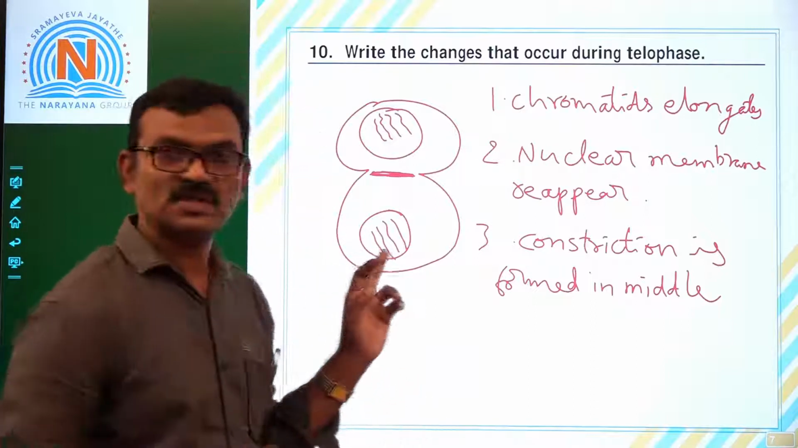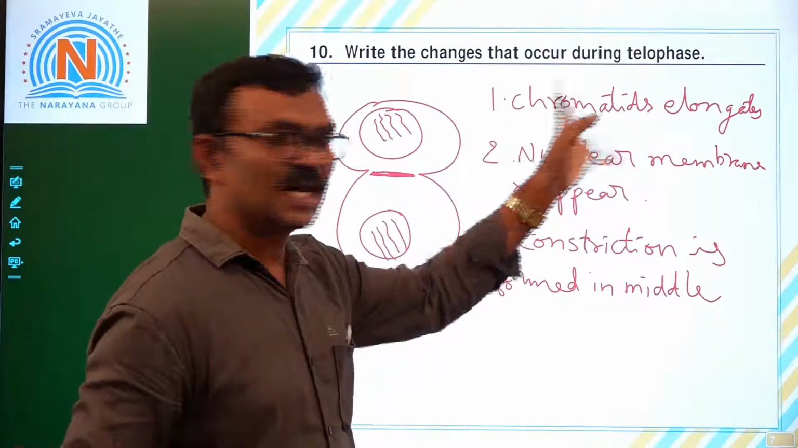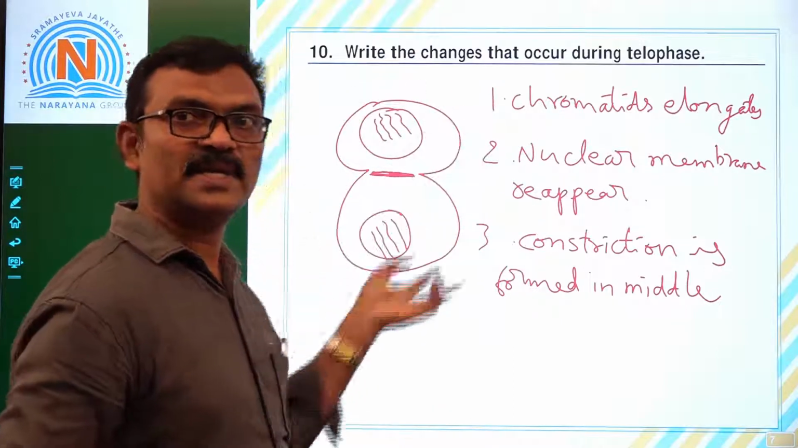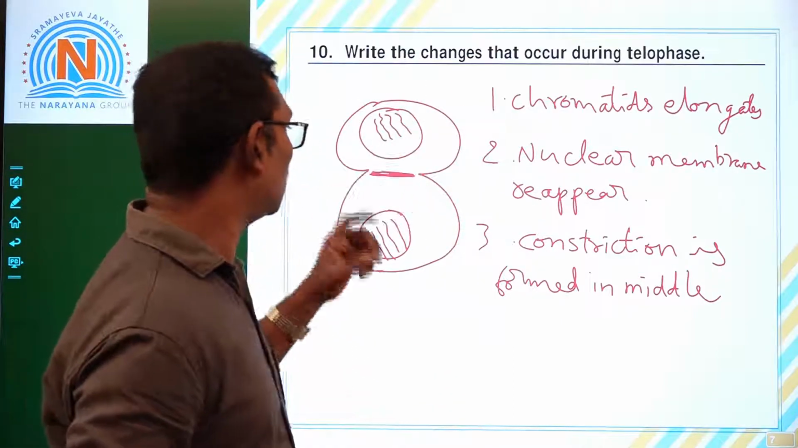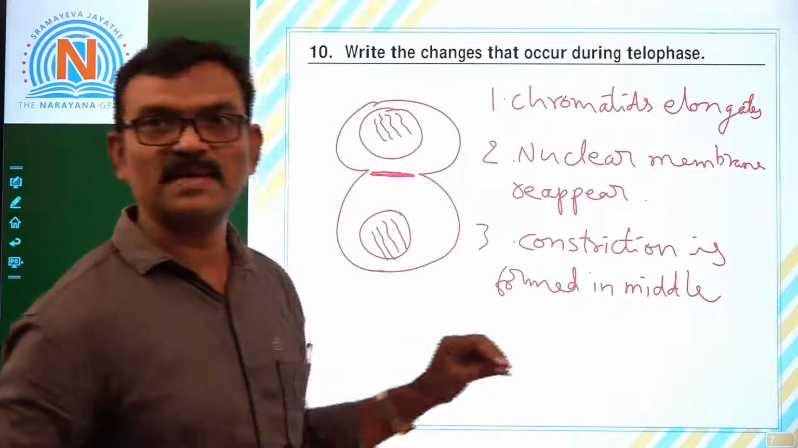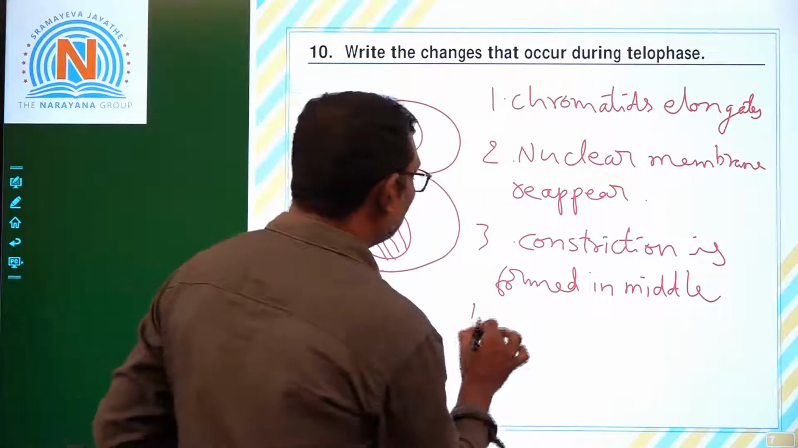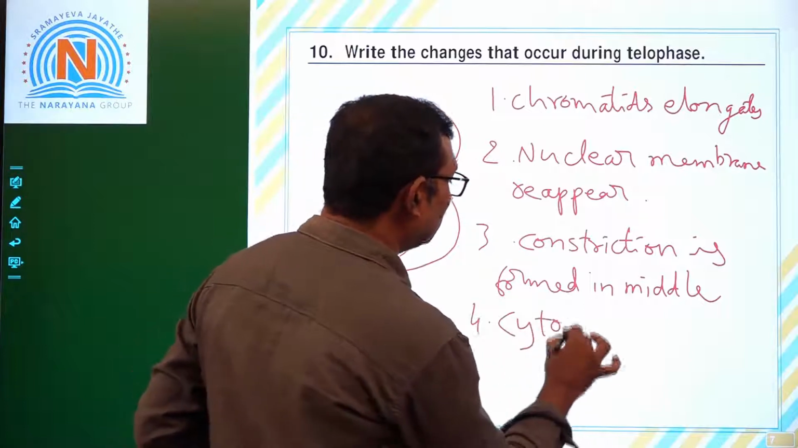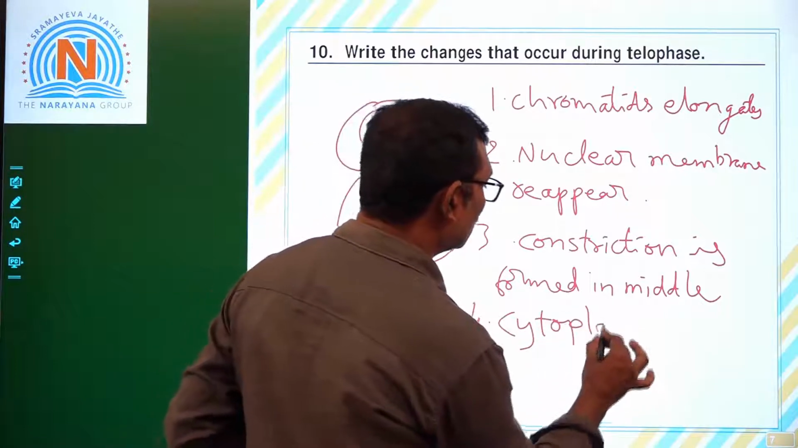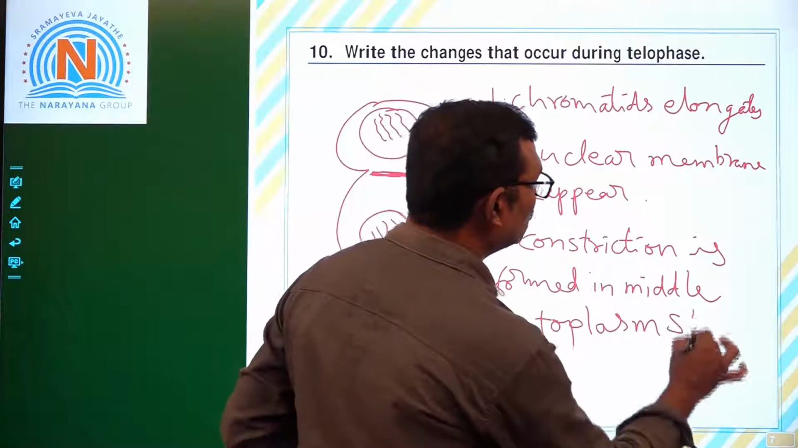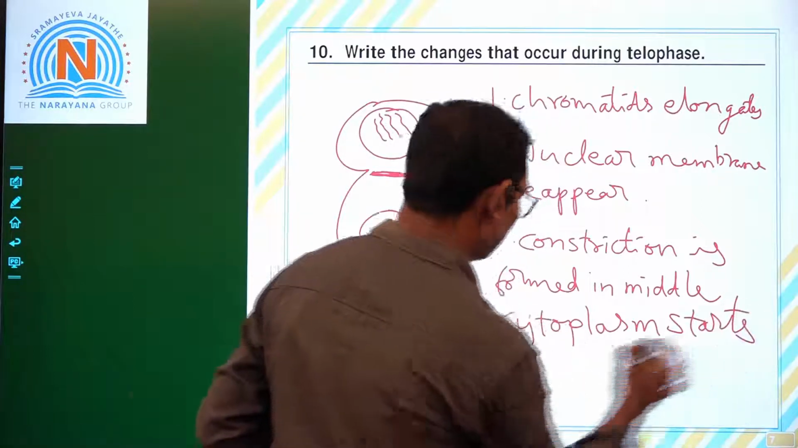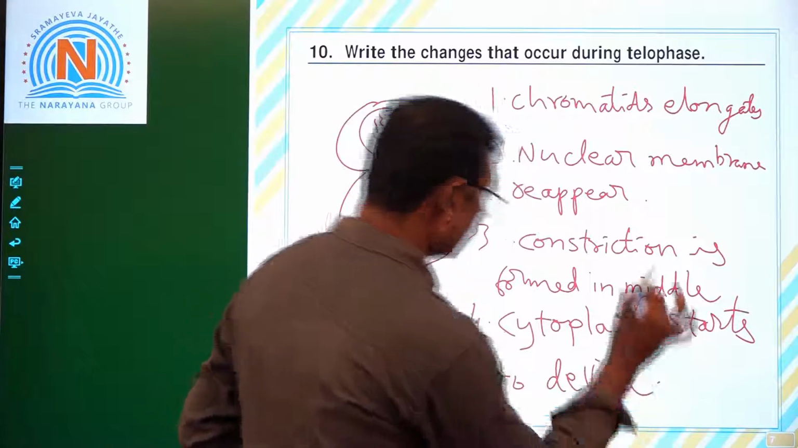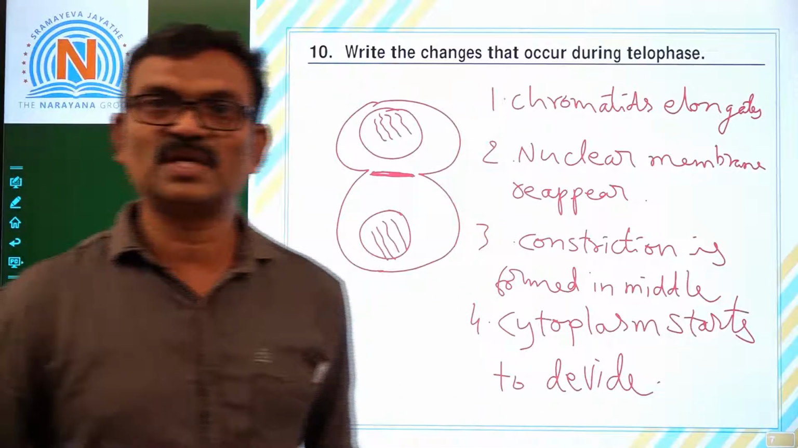So what are those? Chromatids elongate and disappear. The nuclear membrane reappears, that means it is reformed. Constriction is formed in the middle, and the cytoplasm starts to divide. So these are the changes that we observed during telophase.